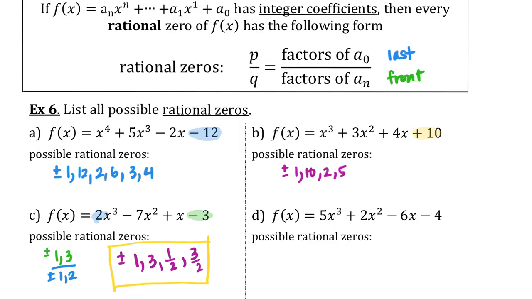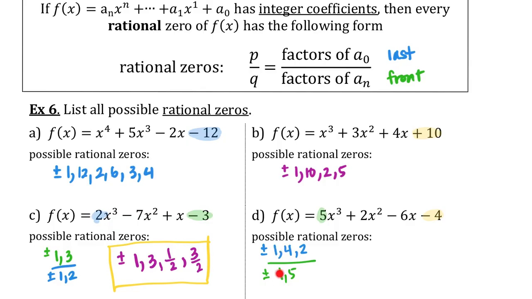Okay, start out, just look at the last term. It's 4. So what could I times to get 4? Let's see, I could have 1 times 4, I could have 2 times 2, I don't have to list it twice, and it could be positive and negative. Let's go ahead and look at the leading term, the leading coefficient, because there could be fractions if there's a number. What do I times to get 5? It's 1 times 5. Okay, now I need to do every combination of the top ones over the bottoms.